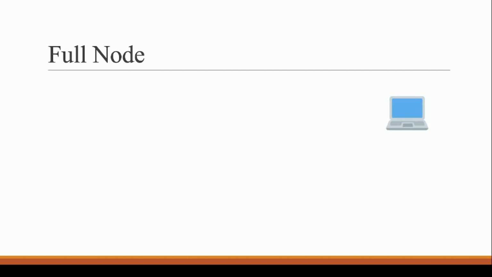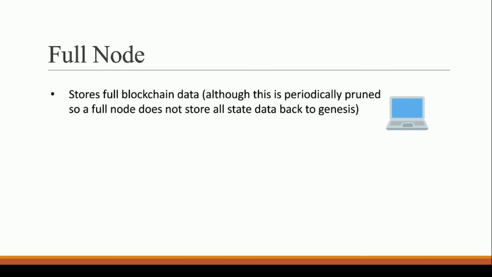If we talk about full node, as the name suggests, it consists of a copy of the blockchain. So whatever is happening in the Ethereum blockchain ecosystem, each and every block of information is with this full node. So if you become a full node, you will have access to the Ethereum blockchain. But definitely not the whole, I will say. There will be some amount of data you have to request from a different kind of node that we call an archive node. It stores full blockchain data, although this is periodically pruned, so a full node does not store all state data back to Genesis.